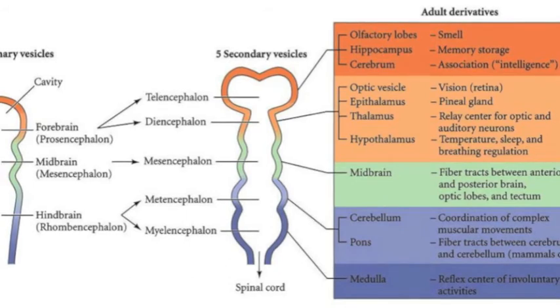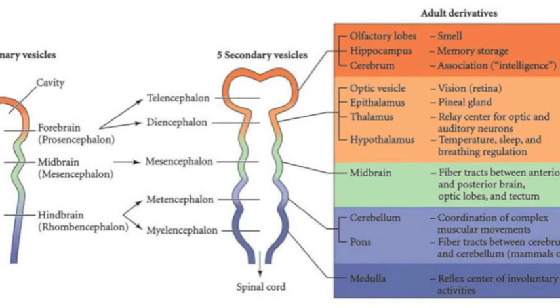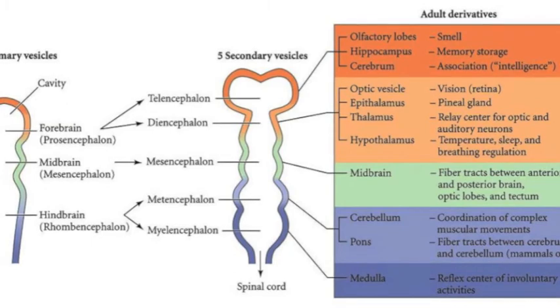By week 26, the continued growth of the cerebral hemispheres causes their surfaces to crease and fold, producing convolutions and increasing their surface area, which allows more neurons to occupy the limited space.